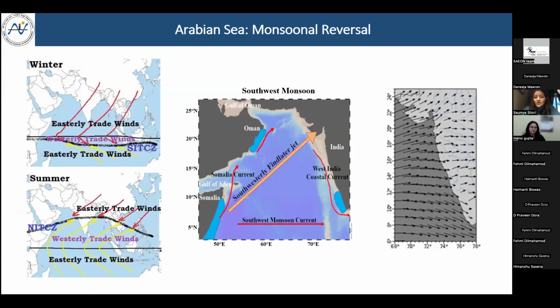I'm sure that most of us here are aware of the monsoon, so I'm not going to get into details and will quickly move through this. Monsoons are a seasonal reversal of the winds that takes place in this region, and it happens twice a year, once during winters and once during summers. During winters, the intertropical convergence zone, where the trade winds from the north and the south meet, lies closer to the equator.